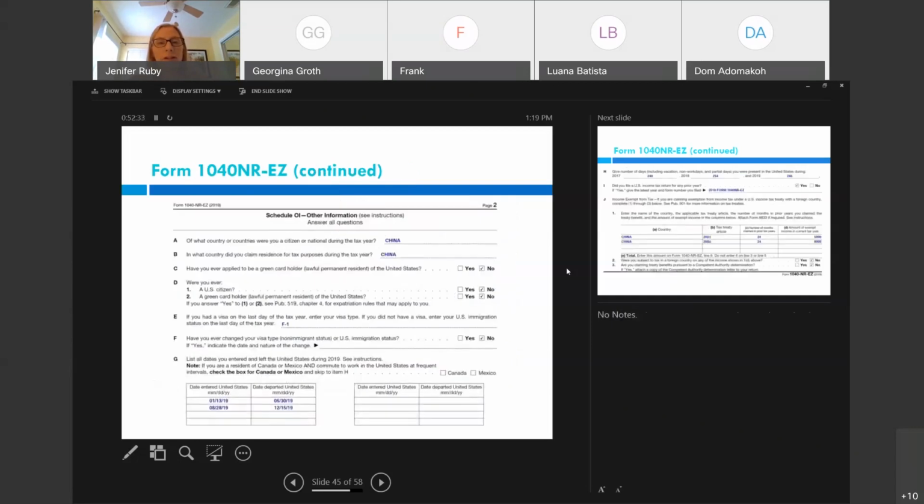So then the next section of the 1040 NREZ is going to be just, again, similar information as you might have already put on the 8843, but you do have to provide it again. So information about your country of citizenship, whether you were ever a U.S. citizen. So follow that. I think it's pretty clear what your information will be. But here you're actually going to have to put in all of the dates that you entered and exited the U.S. So you'll have to, again, look back at your passport to get that information.